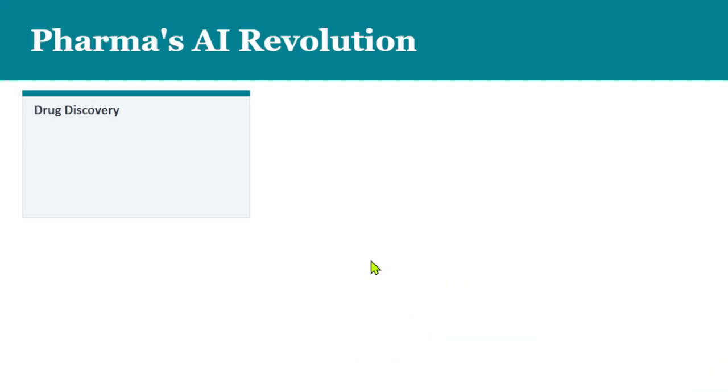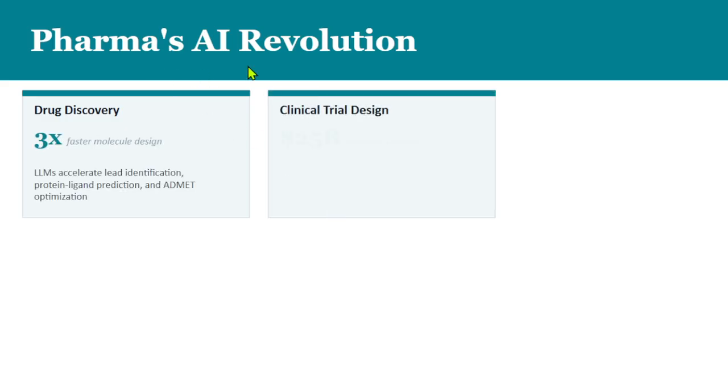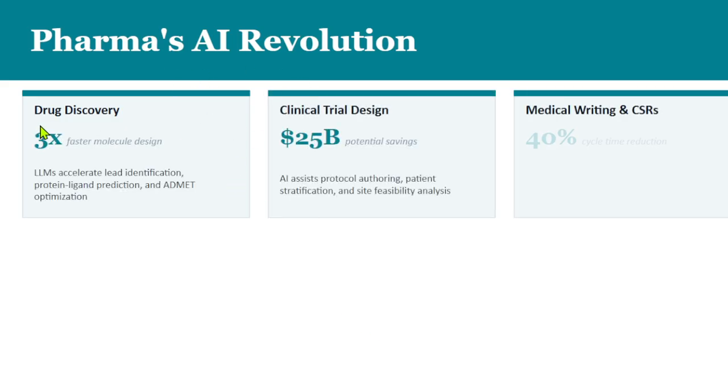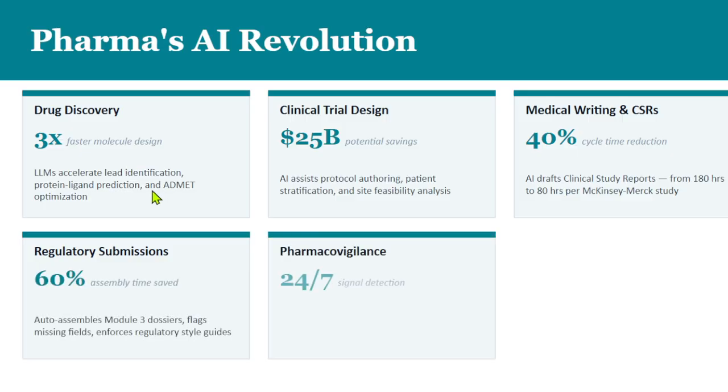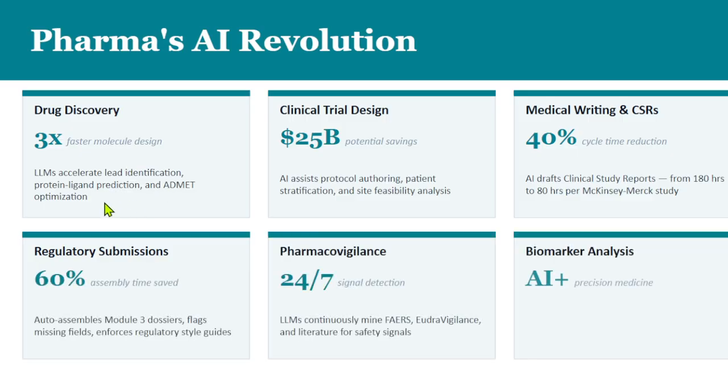Okay, so that's some basic concept on the agents. Now let's see in the pharma how they are impacting. So drug discovery, they made it 3 times faster by lead identification or prediction, where would be the protein ligand, then optimization. So through these drug discovery techniques, we can 3x the molecule design, the discovery molecule.